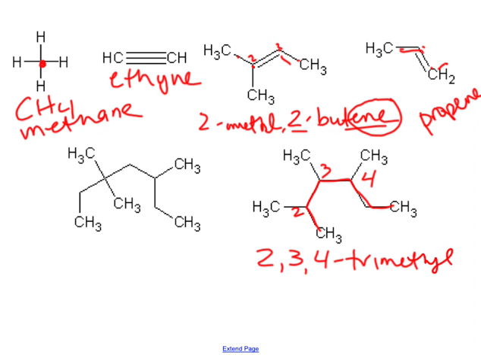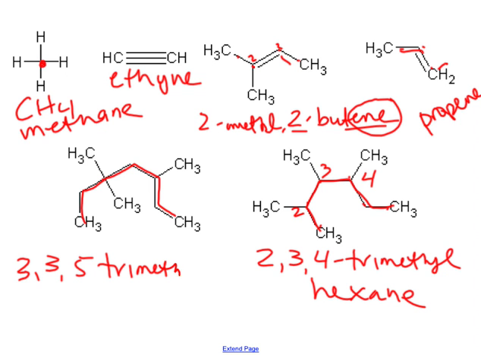How many were in the chain? I don't remember. This one, the longest chain is 1, 2, 3, 4, 5, 6, 7. 1, 2, 3, 1, 2, 3. So this would be 3, 5, 5. This would be 3, 3, 5. Which one do you think? 3, 3, 5. Trimethyl heptane.